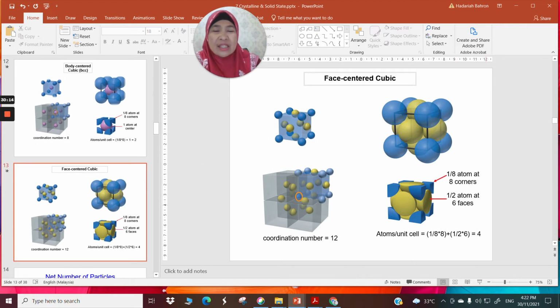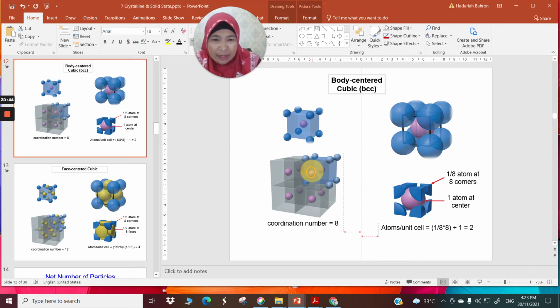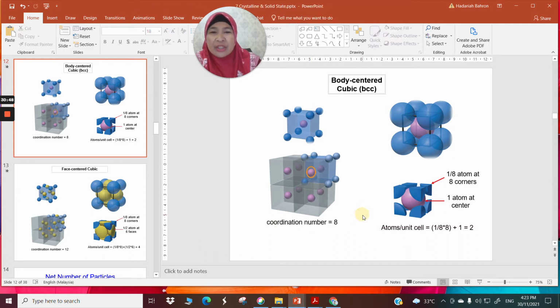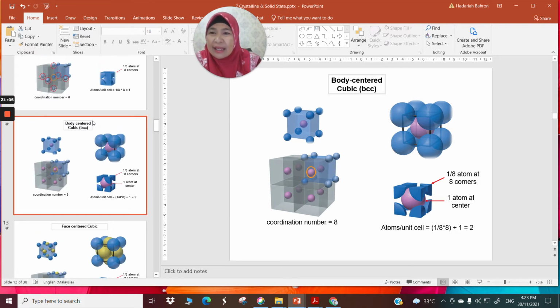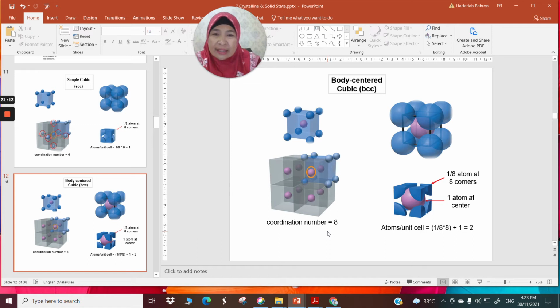And let's see how that is different from your face-centered cubic. Face-centered is like this. This is the structure of face-centered cubic. Okay, I'm going back here. I've not talked about the coordination number. So if you go back to your body-centered cubic, you're going to see that each one of these particles is being touched by 8 other particles. So the coordination number of body-centered cubic is 8, unlike the simple cubic, which is 6. But for body-centered cubic, it is 8.